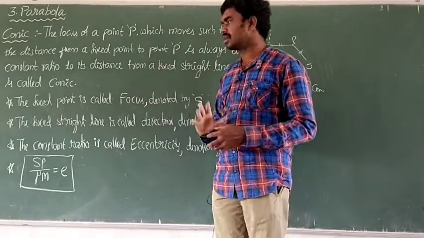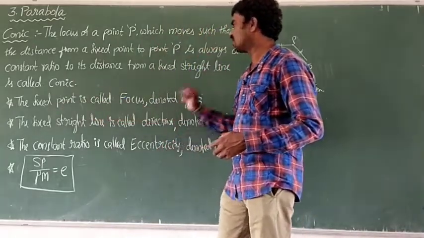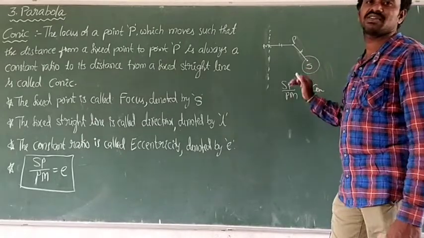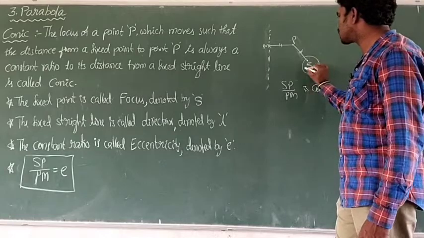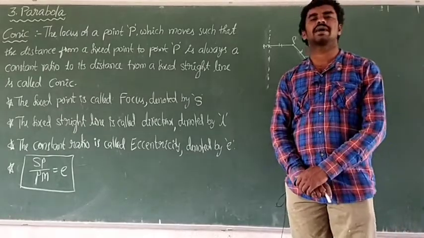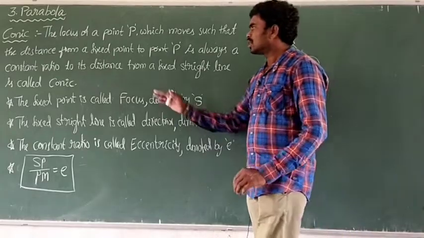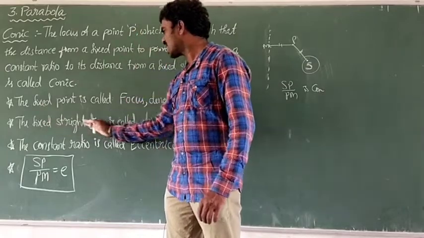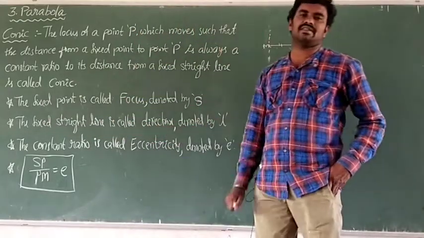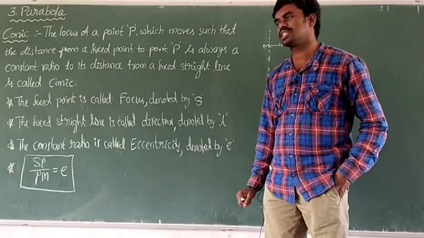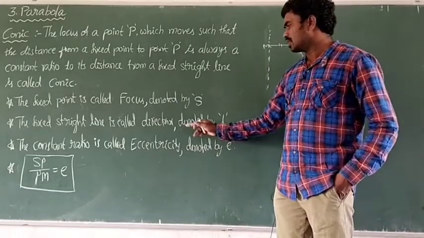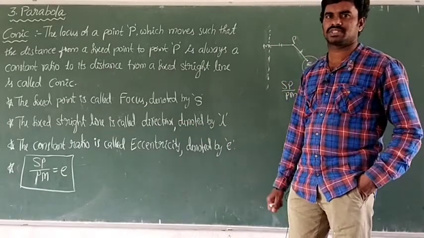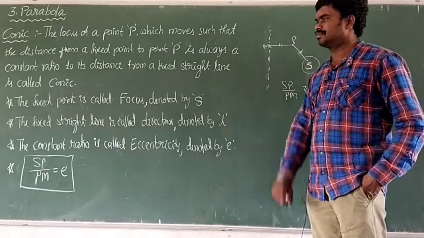Next, important: the fixed point is called the focus, denoted by capital S. The fixed straight line is called the directrix line, please note down, and it is denoted by small l.